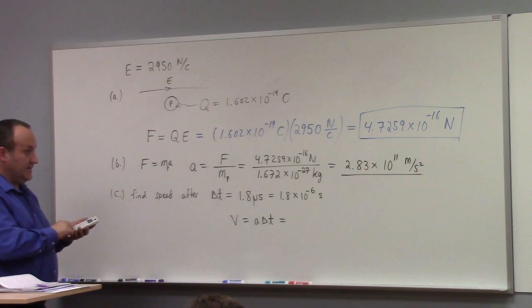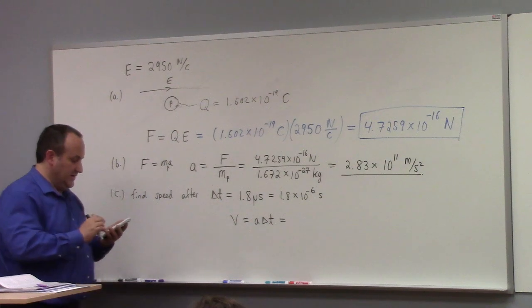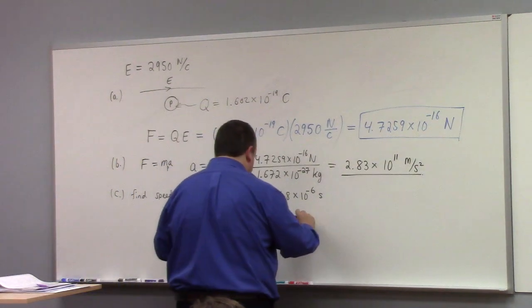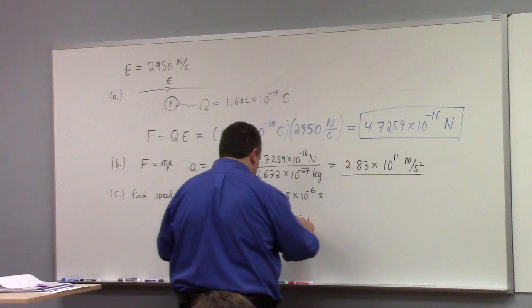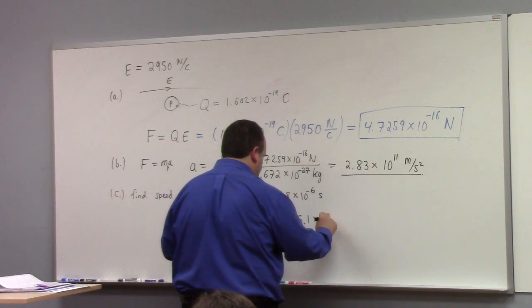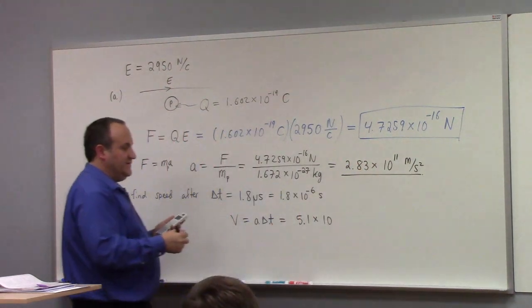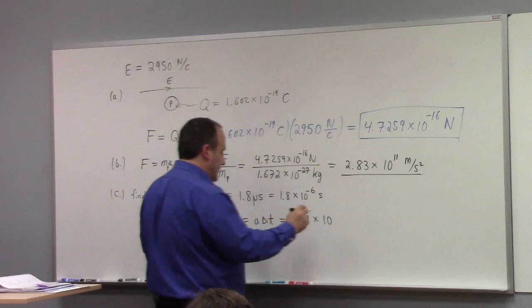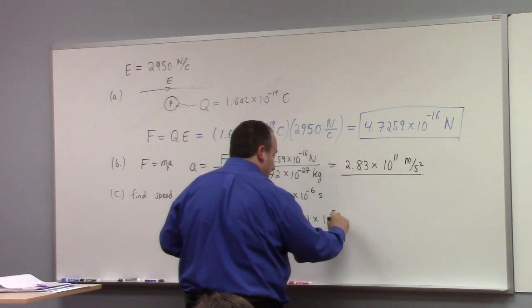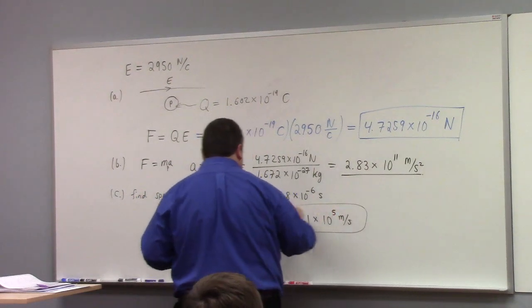1.8 times 2.83-ish. Oops. So I got something kind of sort of like 5.1 times 10 to the what? So I got a minus 6 times a 10 to the 11th. 11 minus 6 is 5. So we got 5.1 times 10 to the 5th meters per second. No worries, well under the speed of light. We're okay, right?